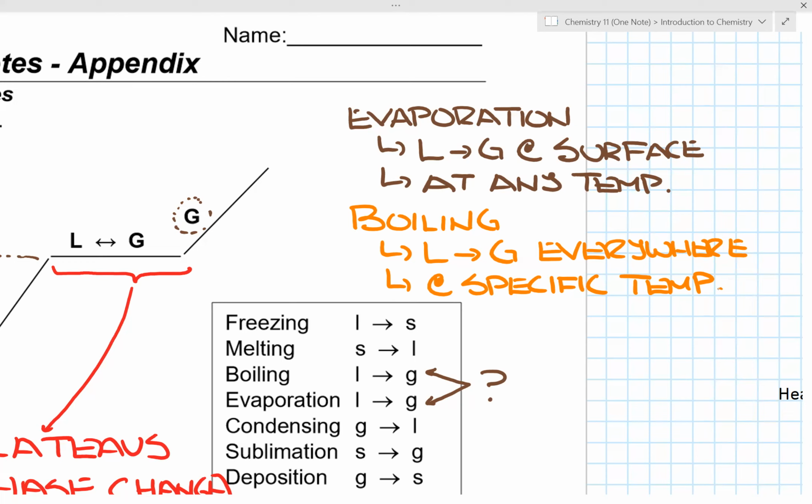And this is why you have bubbles forming at the bottom of a pot when you put it on a stove. Okay, so that is the difference between the two. Now, you might say, well, Mr. Chan, what about the steam that comes off the pot before it hits 100 degrees Celsius? Well, the steam that comes out of a pot before it hits 100 degrees Celsius is evaporation because it is liquid to gas at the surface.